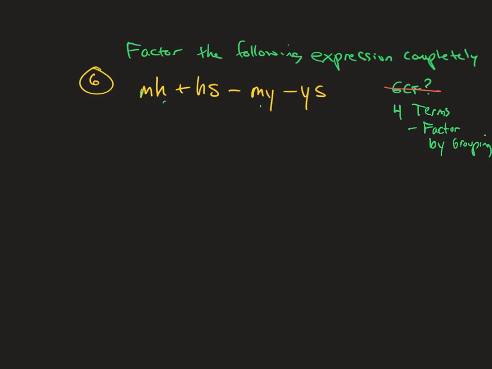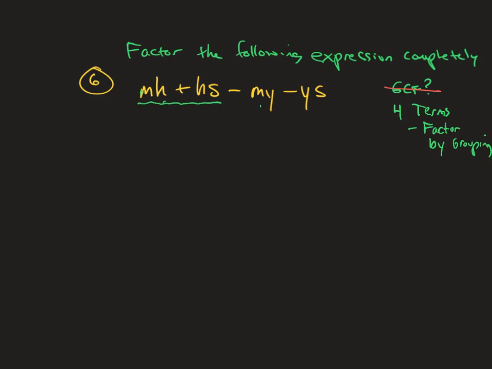Factor by grouping. And what that means is you're going to want to group off 2 of these and then group off another 2 of them. And you'll start by looking at the first 2. If we were to group those, we could factor them by taking out an H. Both of those terms have an H, so we could do that.